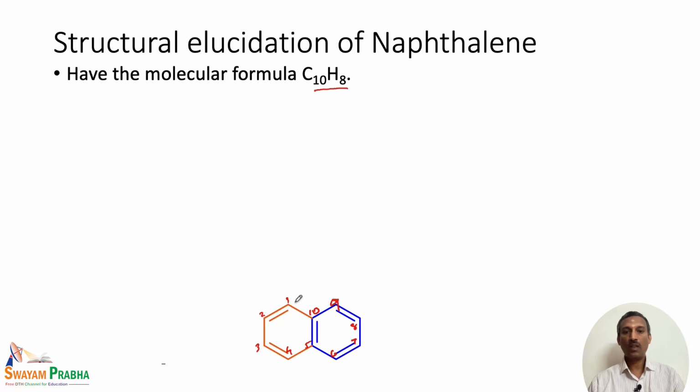Along with that, if we look at the number of hydrogen atoms, because here at position number 5 and 10 there is a double bond. So this is a quaternary carbon. So because it's a quaternary carbon, there is no hydrogen here. So the rest, there are 8 carbons. All the 8 carbons have one hydrogen atom. So that is the reason the molecular formula is C10H8.